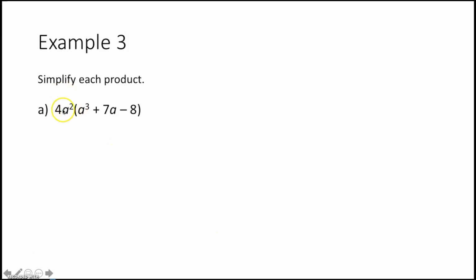Example 3, we're going to take this monomial up front and distribute it to each of the terms just like we were doing. The only difference is it's no longer a binomial that we're multiplying our monomial to, it's a trinomial. So we distribute it to each of the terms just like you would. So we take 4a squared, we multiply it to the a to the third. We take 4a squared and we multiply it to the 7a. We take the 4a squared and multiply it to the negative 8. Now simplify each of these.